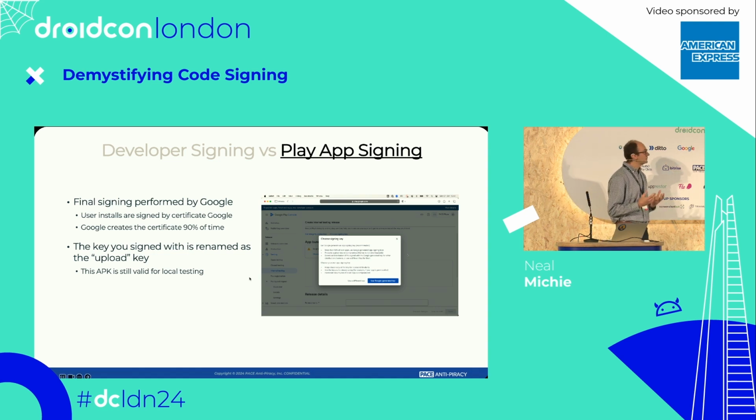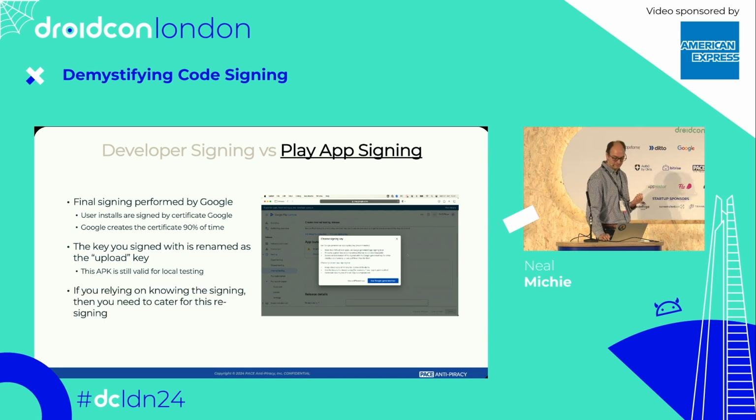And having Google manage your certificates is generally a good thing. You're not going to forget passwords, or have a key developer leave the team and someone else come in and can't get access to those certificates. If it's all managed nicely as part of your developer account, that's generally a good thing. But if you're relying on that certificate for anything, then you're going to need to be aware that it's being re-signed.